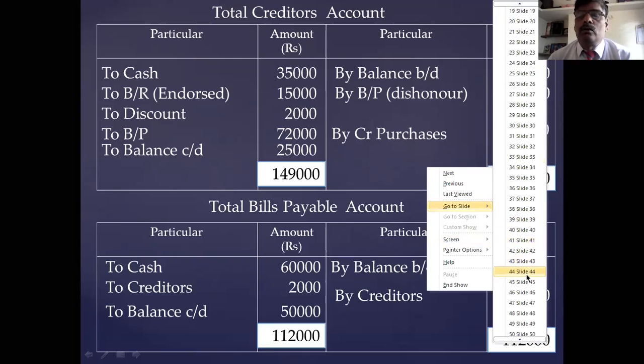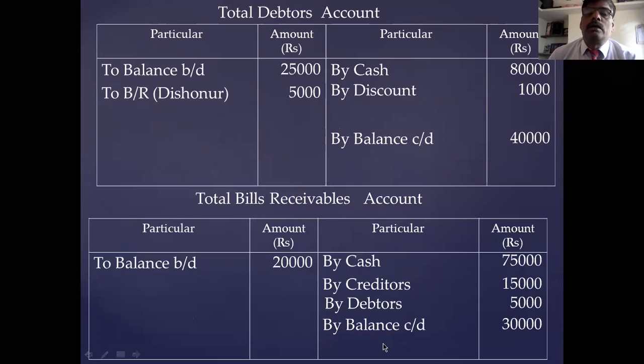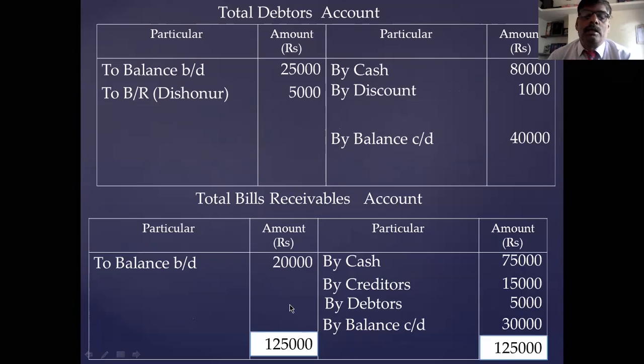That is, I will close the debtors account and bills receivable. First, close the bills receivable account. Take the total of the credit side. Credit side total of the bills receivable is 1,25,000. Then difference is 1,05,000. This 1,05,000 is a debit side item in the bills receivable account.